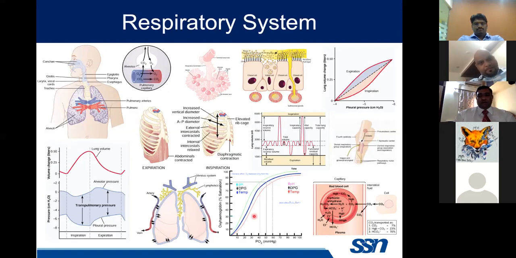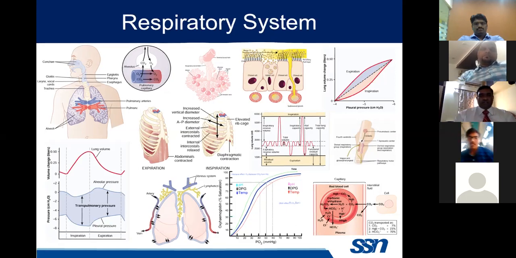This is the oxygen hemoglobin curve. This is about the lung compliance, how during inspiration and expiration, the pleural pressure and lung volume are related. This is called the spirogram, so spirometry. And these are the different parts in the brain which control breathing. This is about the other smaller details about the respiratory system.